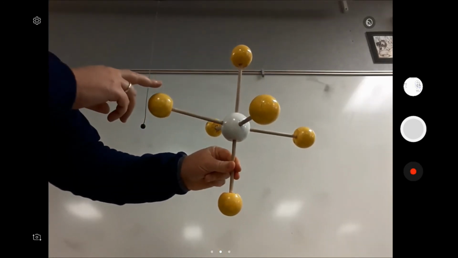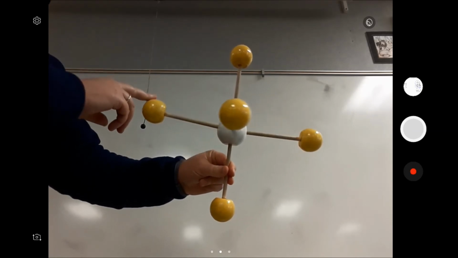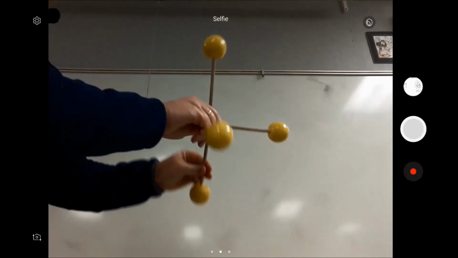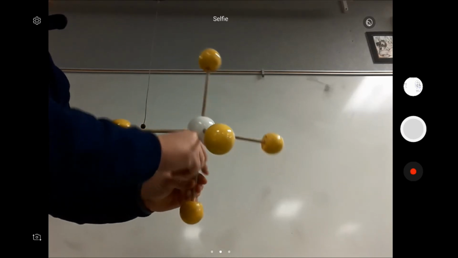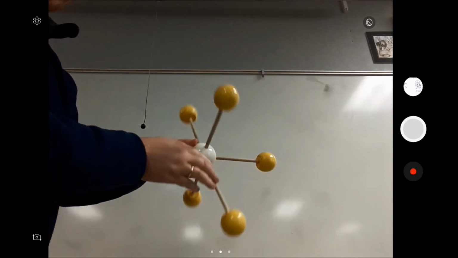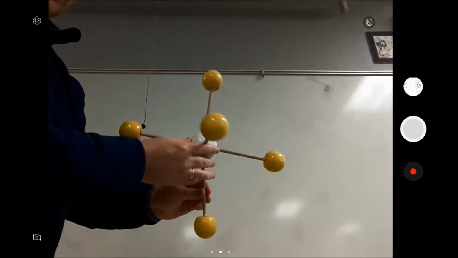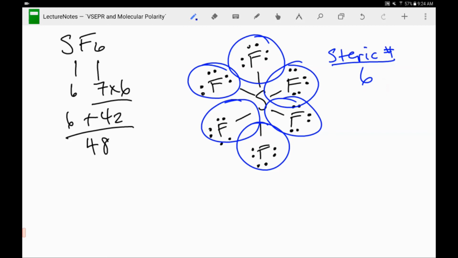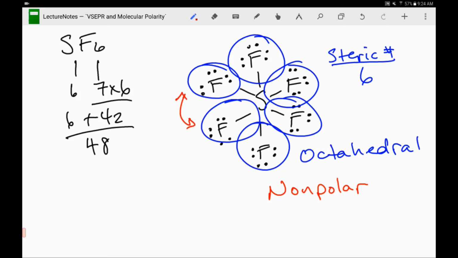The bond angles on my octahedral shape are all 90 degrees. And it doesn't matter which way you rotate it, it's all rotationally symmetrical. All of the bond angles are all 90 degrees. Because it's a perfectly symmetrical shape, an octahedral shape is nonpolar, provided that all of the bond polarities cancel each other out. And the bond angle here is 90 degrees.